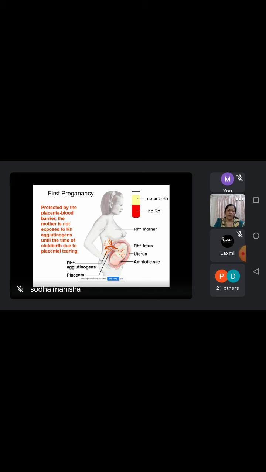It may lead to the baby suffering from severe anemia because of the hemolysis of the red blood cells. Or in severe cases it may lead to miscarriage, abortion. And if the baby is born alive, then it will suffer from severe anemia. So this type of complication may result because of this Rh factor.